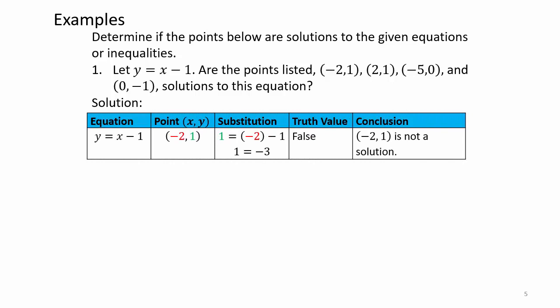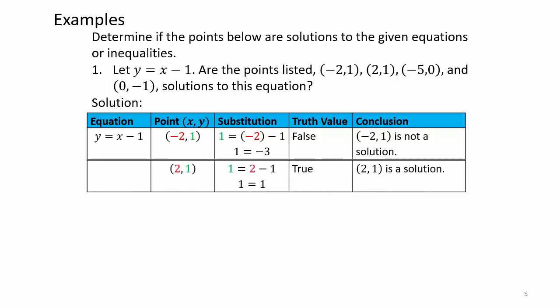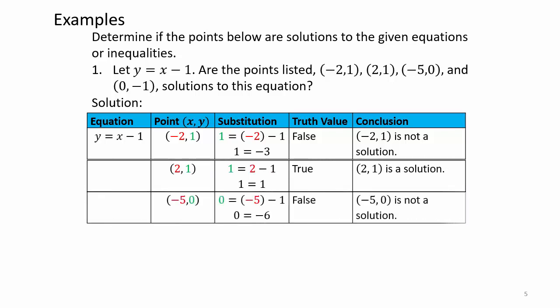We can plug in the coordinates x equals -2, y equals 1 into the original equation, and we see that we get 1 equals -3, which is a false statement. So (-2, 1) is not a solution. What about (2, 1)? Do the same thing. Plug it in, and we get 1 equals 1. So it's a true statement, which means (2, 1) is a solution.